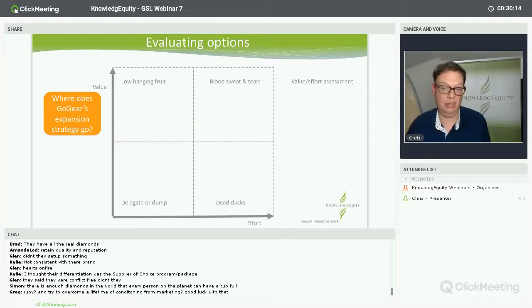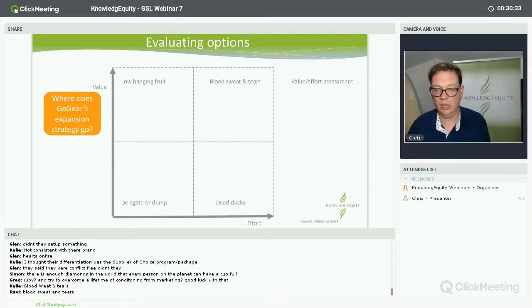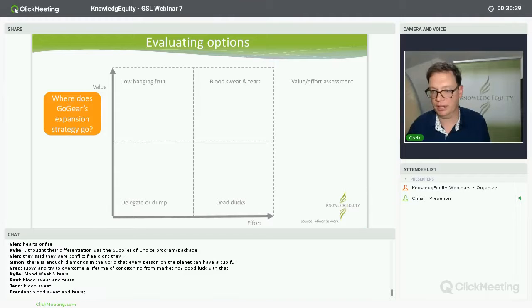But where does GoGear's expansion strategy go? Where do you guys think it would go? Which quadrant? Yeah, I like that one. We'd have to agree, wouldn't we, that effort is significant, and we have to hope, and they'd be hoping, that the value is going to be significant, certainly with the goals that they've set.